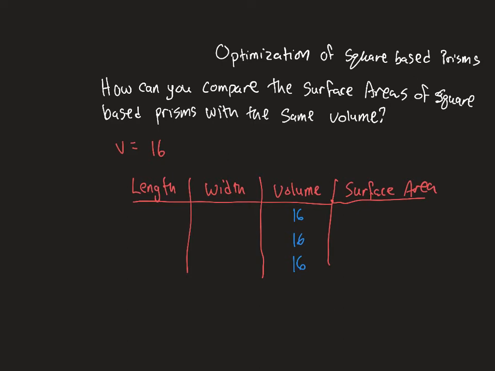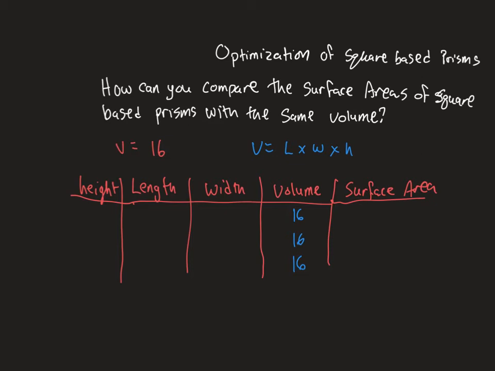Now remember, when you're looking at the volume of a square-based prism, the volume formula is always going to be length times width times height. Okay, actually forgot the height column here. Let's go height here. So what you have to do is you need to make sure that whatever you pick for your length, your width, your height has to multiply to give you 16 each time. And we're trying to minimize our surface area here. So you could try out different values.